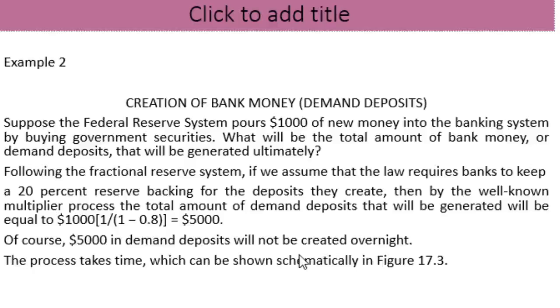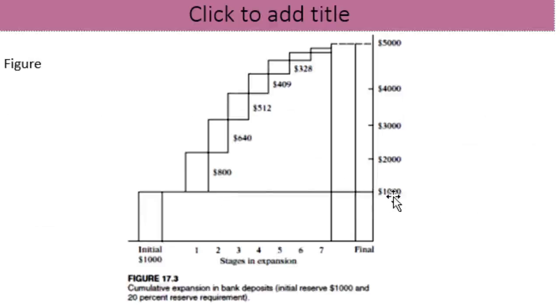And this process takes time, which can be shown as follows. After keeping 20% in reserve, in the first year the bank will provide $800 to the first customer. Then after that, $640 by keeping 20% in reserve. Then likewise, the total demand deposits that can be created will be equal to $5,000.